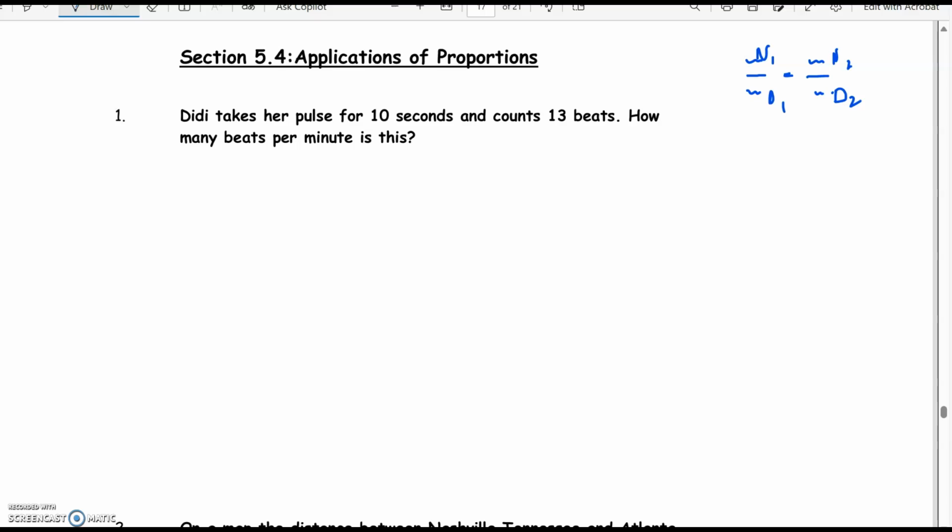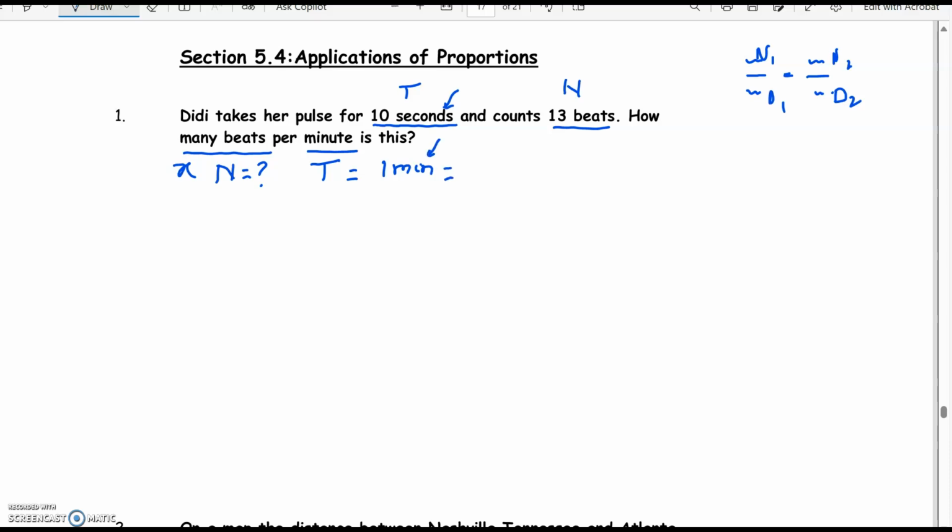Okay, so Didi takes her pulse for 10 seconds and counts 13 beats. So you can think of 10 seconds as time and this as the number of beats. Okay, so these are the two quantities that we are comparing. How many beats per minute is this? So we're trying to find out how many beats. So what is this number, which we're going to call x, per minute when the time is given as 1 minute? And remember, the time here is measured in seconds and here in minutes.